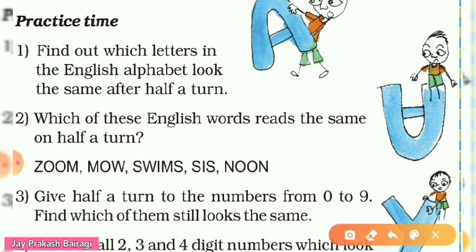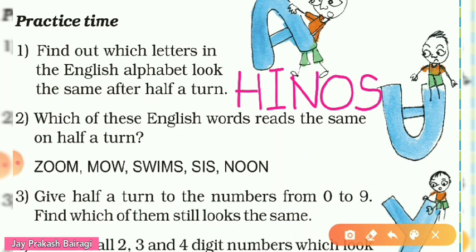The first letter is H. You can try by writing its half turn. Second is I. Next is N. Another one is O. Next is S. And next we have X, and at last Z. So these are the letters which look the same as the original if we give them a half turn.